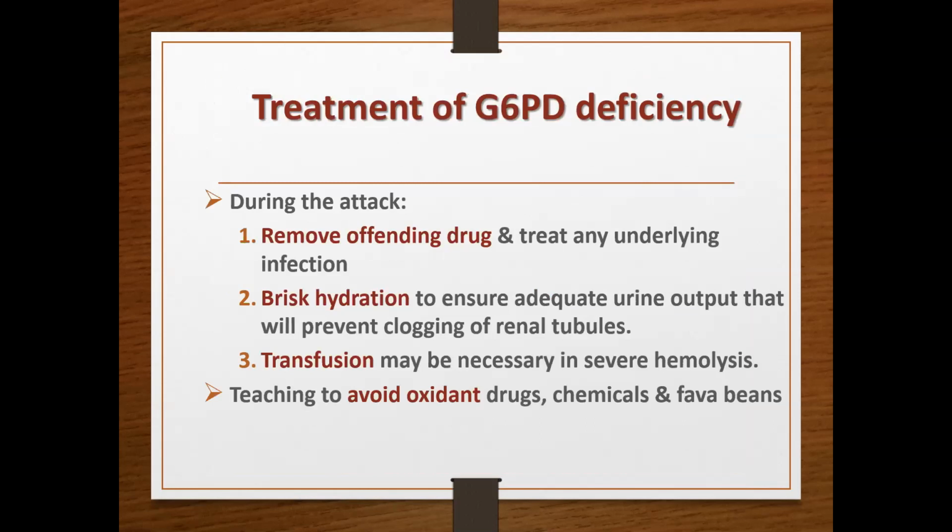Treatment during the attack: we should remove the offending drug and treat the underlying infection. We should give the patient excessive fluid for brisk hydration, as we mentioned, to ensure adequate urine output that will prevent clogging of renal tubules. Transfusion may be necessary in severe hemolysis, and before discharge, we should teach the parents to avoid any oxidant drugs, chemicals, or ingestion of fava beans in the future.